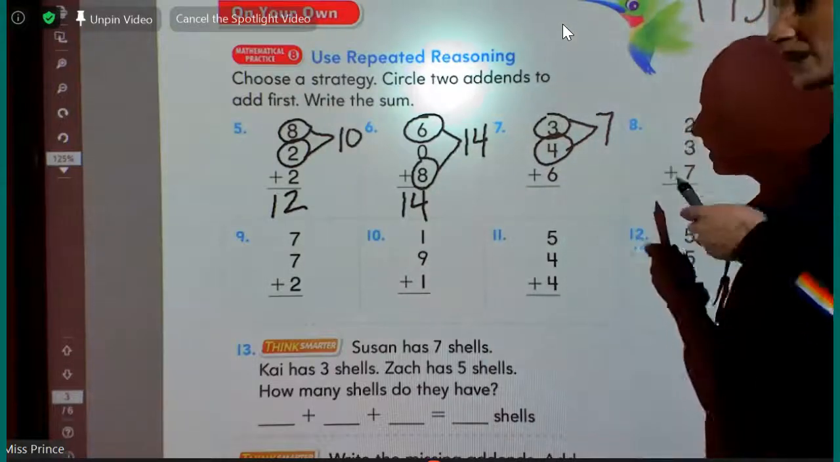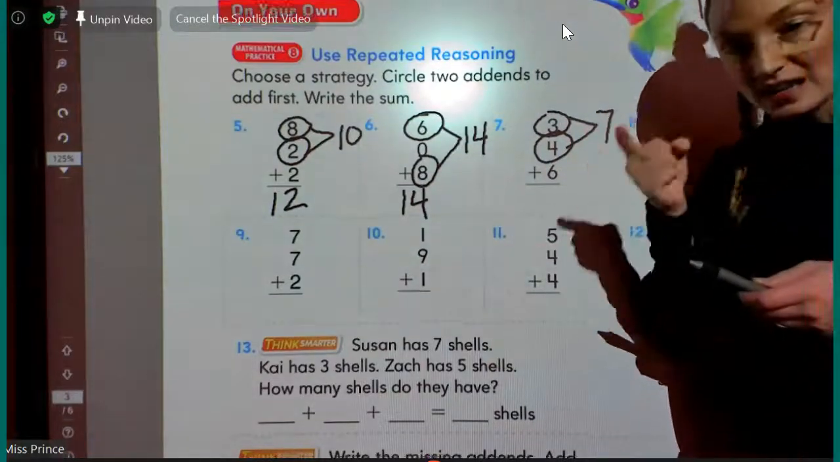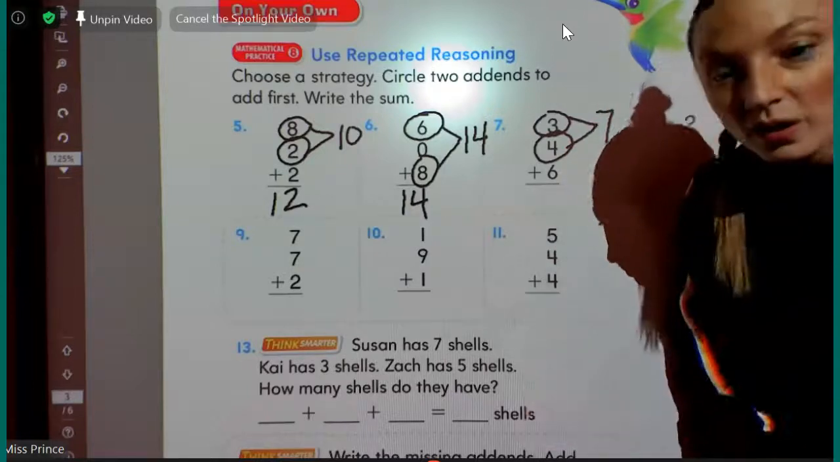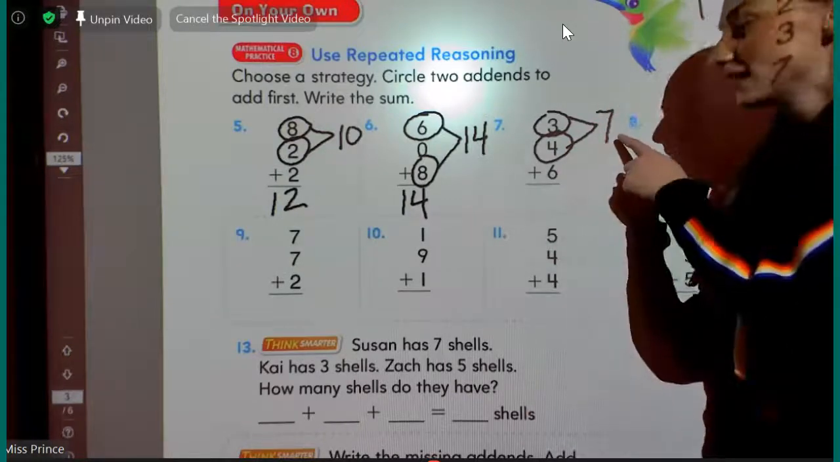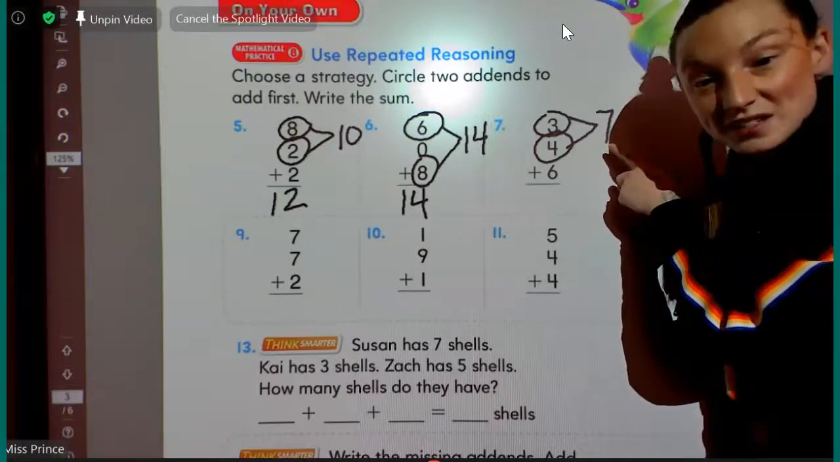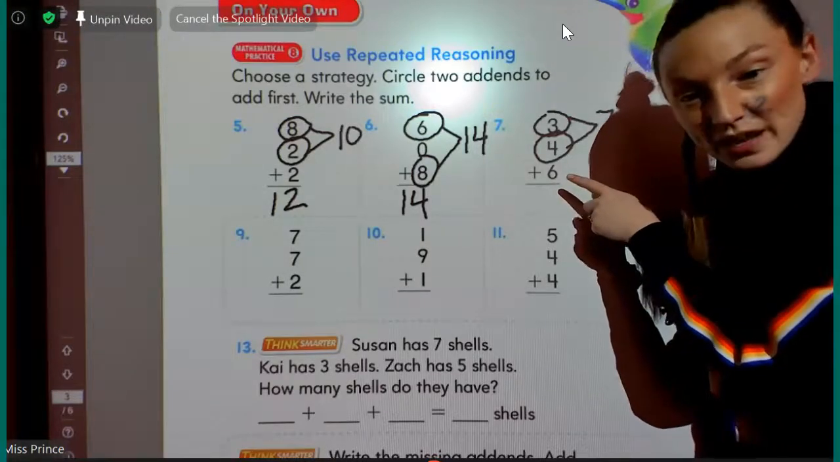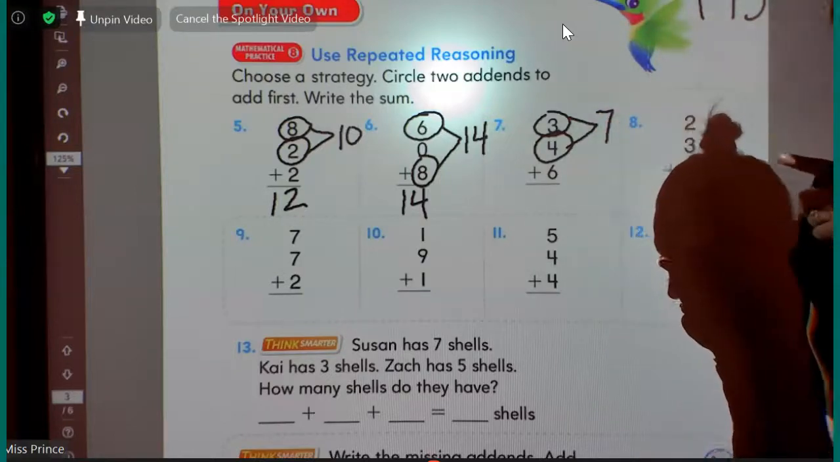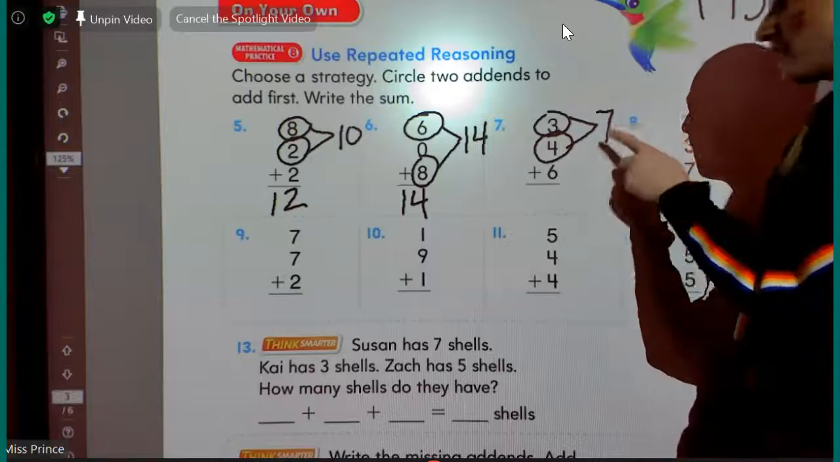So we can either scoop up the 7 and keep on counting until we count 6 more, or we can do 7 plus 7 as a double and then take away 1 because it's a 6. So, Elias, choose the method that works best for you to solve 7 plus 6.